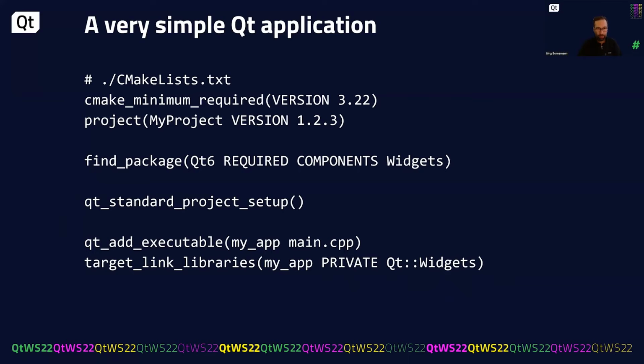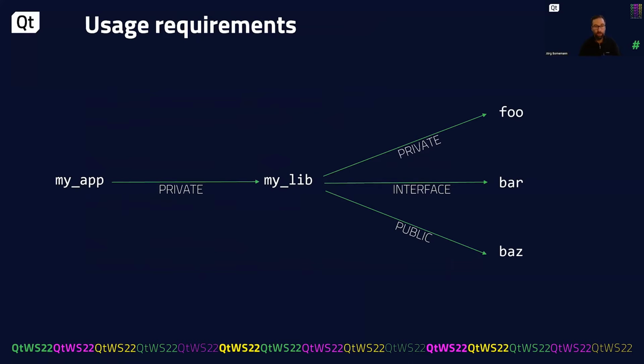The target myapp is linked against Qt6::Widgets, and this thing here, the PRIVATE keyword, roughly means that we do not want to expose our usage of Qt Widgets to users of the myapp target. This is usually not relevant for executable targets, but it's highly relevant for libraries. So let's go on a short detour about CMake usage requirements to clarify what this PRIVATE keyword means. There are two other keywords, INTERFACE and PUBLIC.